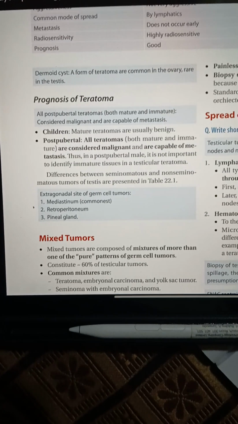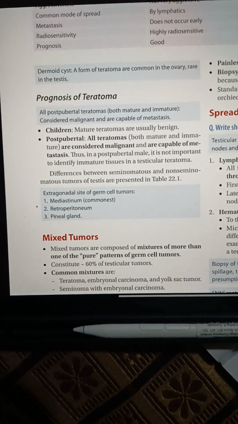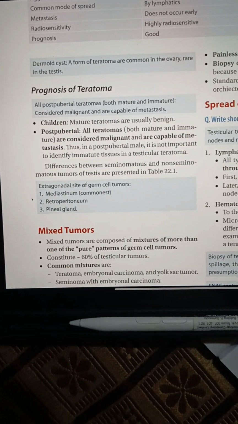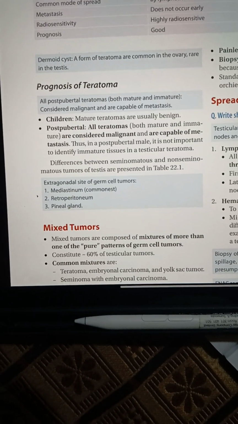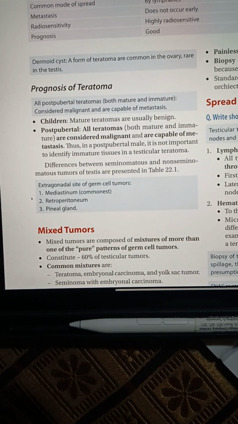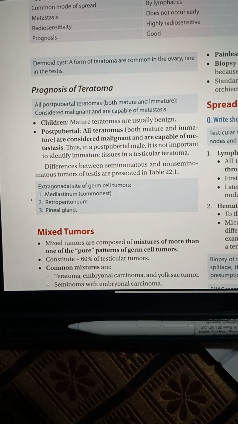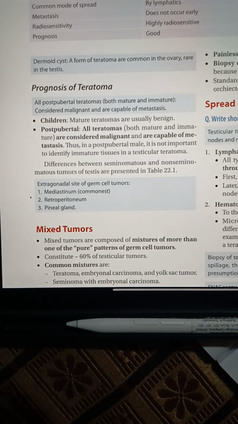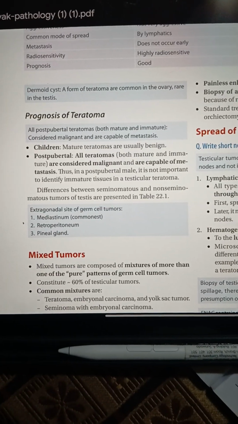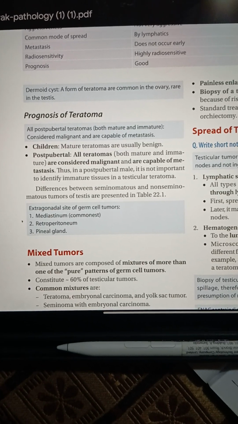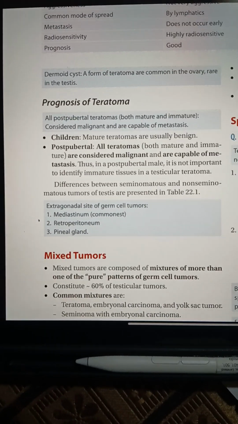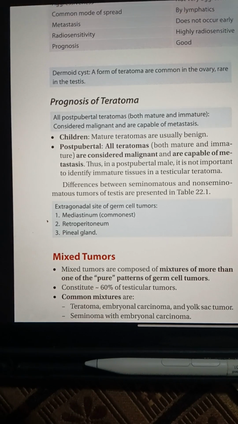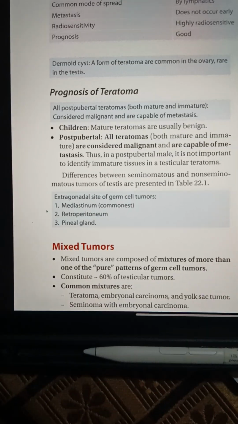Talking about the prognosis of teratoma, all post-pubertal teratomas, both mature and immature, are considered malignant and capable of metastasis, while mature teratomas in children are usually benign. Thus, in a post-pubertal male, it is not important to identify immature tissue in a testicular teratoma. The extragonadal sites of teratoma are the mediastinum, retroperitoneum, and pineal gland.